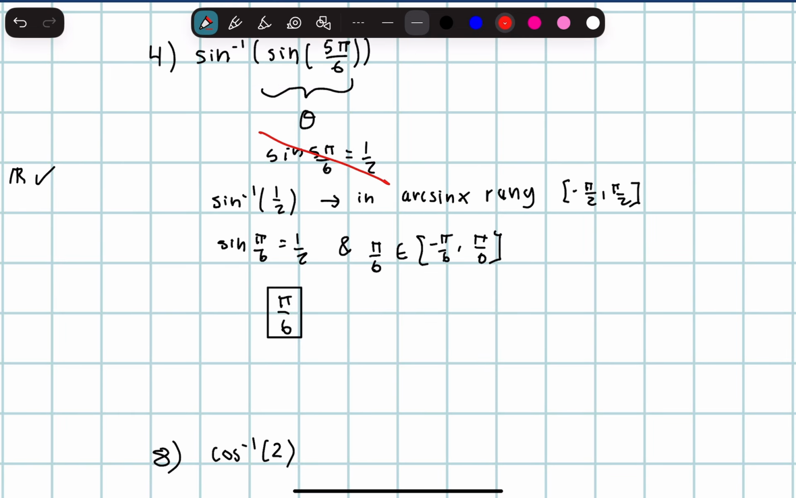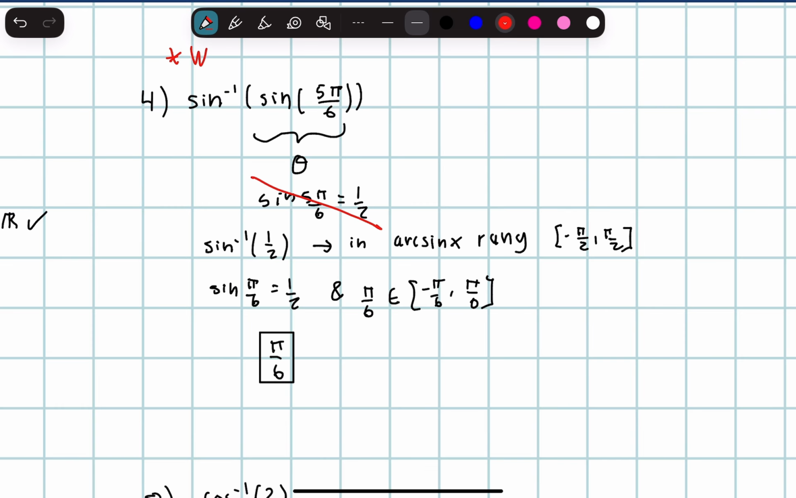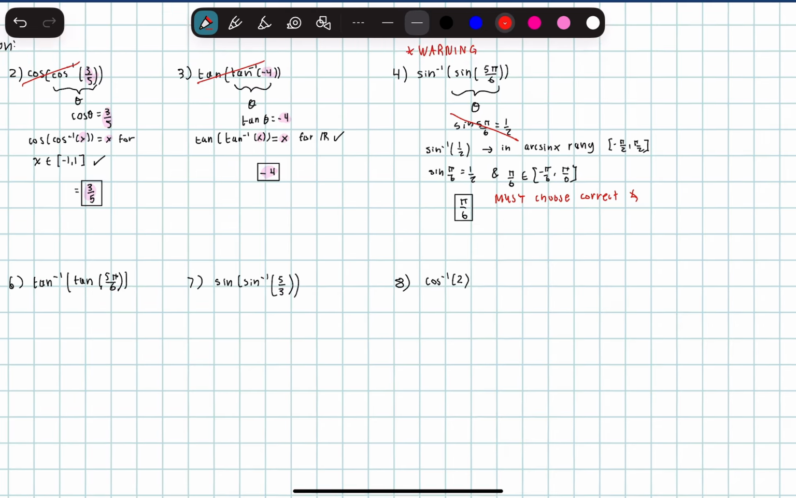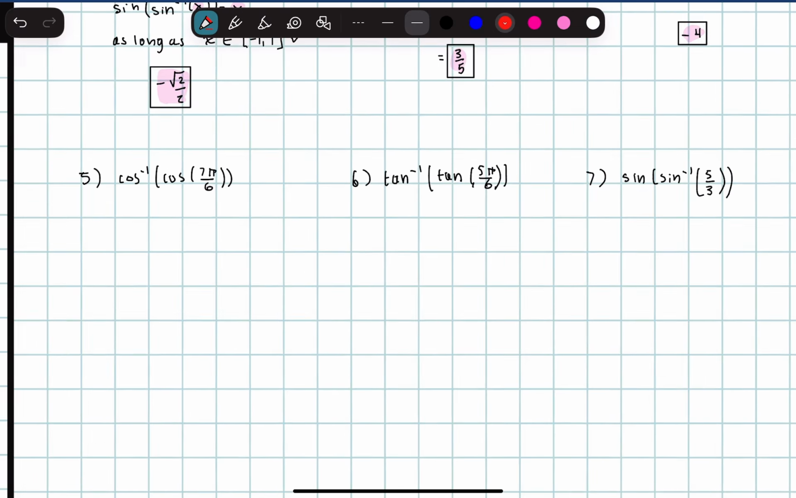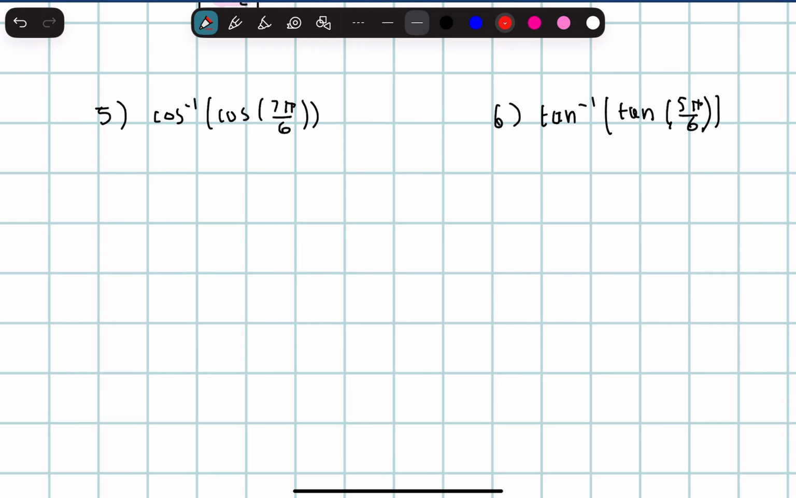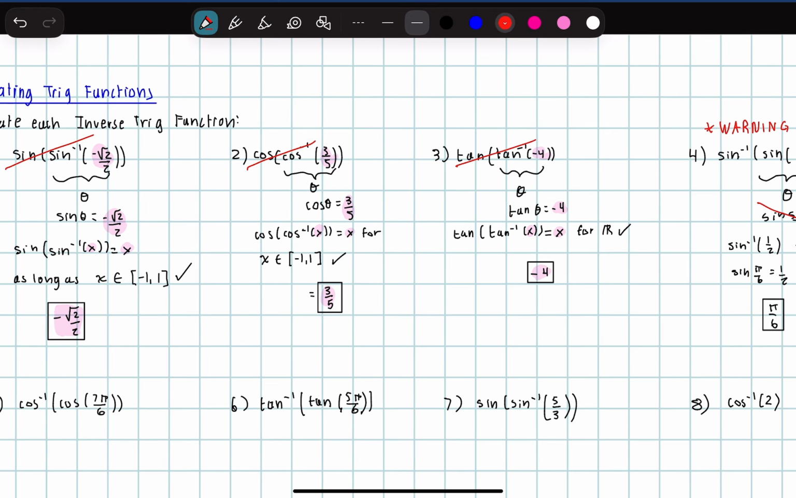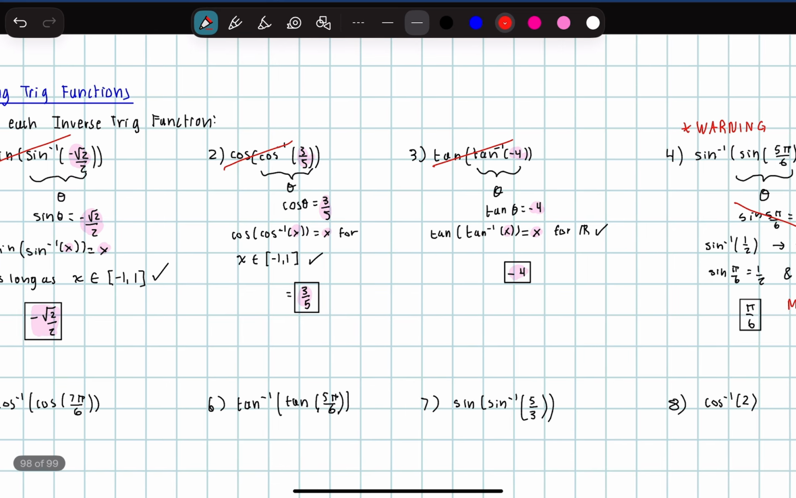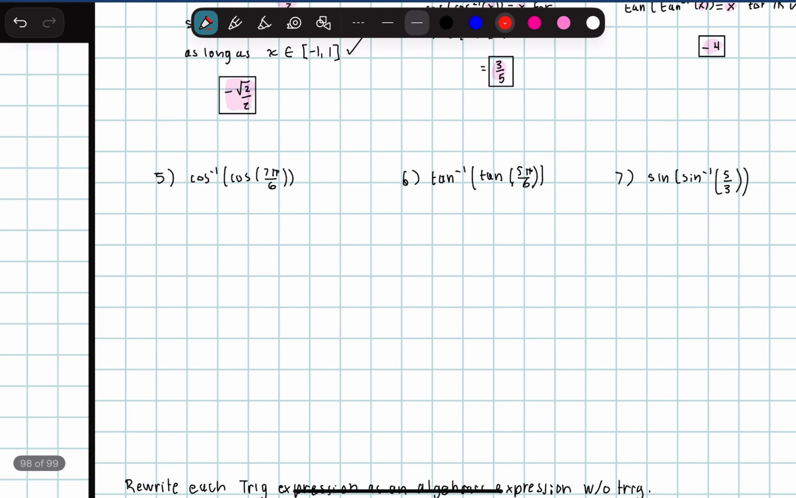So, here is, almost made a mistake. Warning, it's not just that. You have to adjust. You have to choose the correct angle. Okay, so now let's move on to this. So remember, this trick only works if you check the range first, but this one, it didn't work.